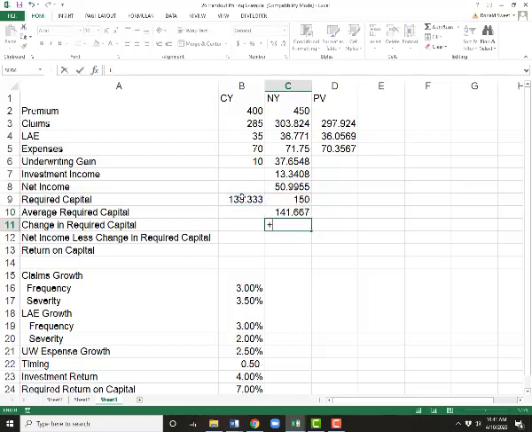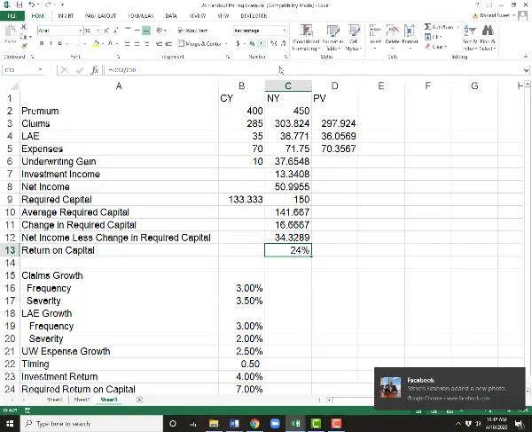The change in required capital is the 141,667. I'm sorry, the 150. This year's required capital minus the previous year's. So our change in required capital is 150 minus 133. Our net income minus the change is 34, and then we take that net income and divide it by the average required capital to get our return.